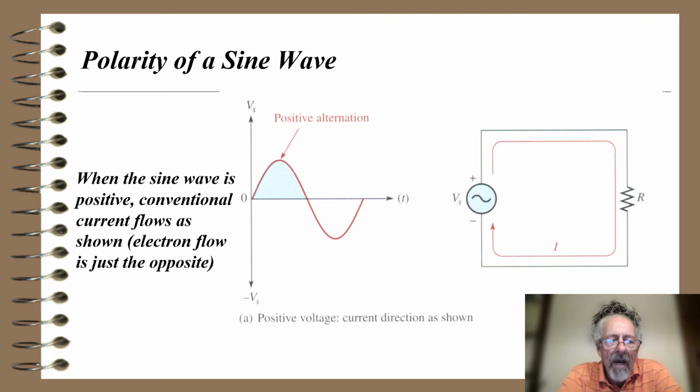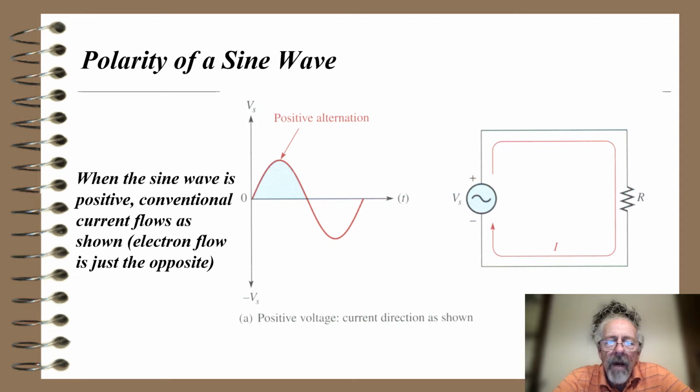So when the sine wave is positive, conventional current flows as shown, electron flow is just the opposite. The circuit diagram on the right hand side shows the sine wave generator with the plus on top and minus on the bottom, and it shows current flowing from plus to minus, which we know is opposite of what the electrons really do. The electrons go from minus to plus.